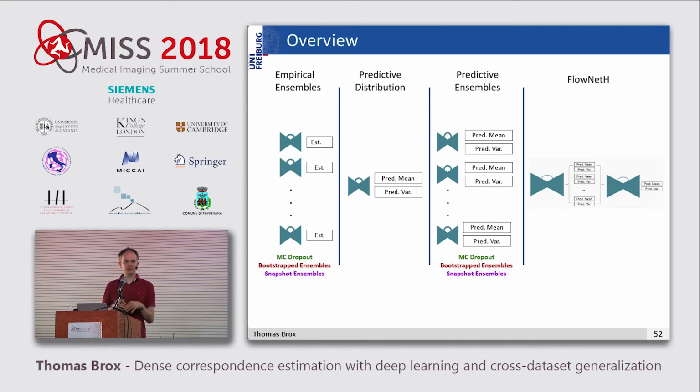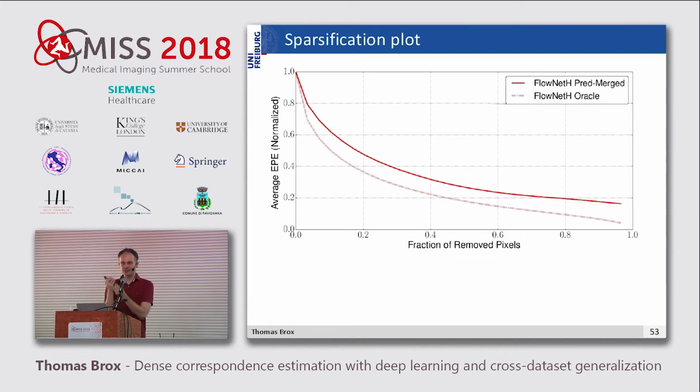And the way you can measure the performance of your uncertainty estimate is to produce a so-called sparsification plot. So the idea is that you remove those estimates that are most uncertain, those you remove first. And if your uncertainty estimate is good, then your accuracy should get better by removing these bad estimates. So if you really estimate the uncertainty well, then you should remove the bad estimates first. So that's why this should be a monotonically decreasing curve.